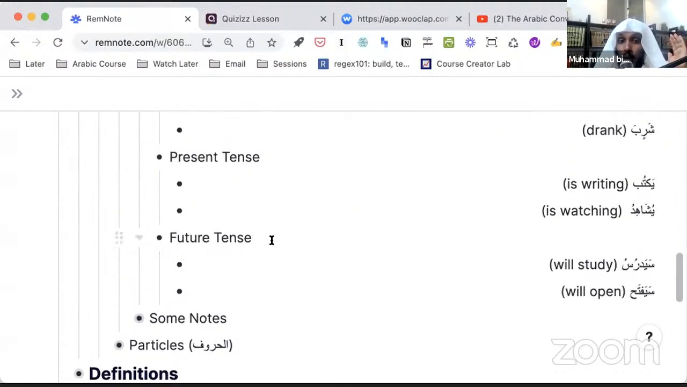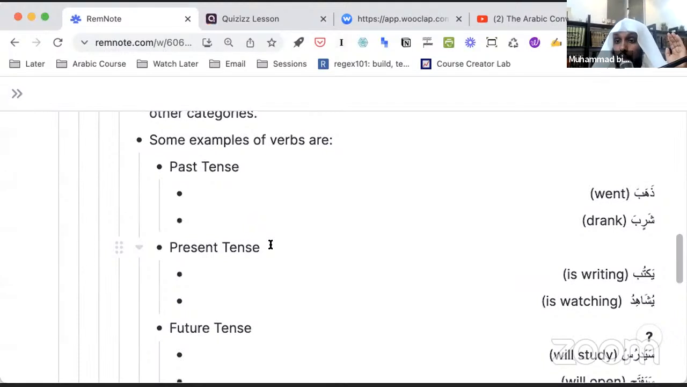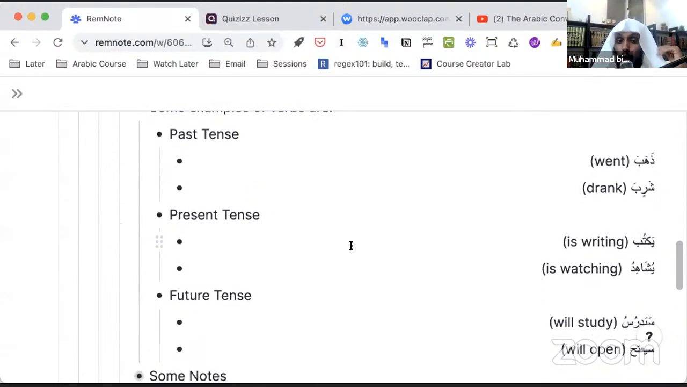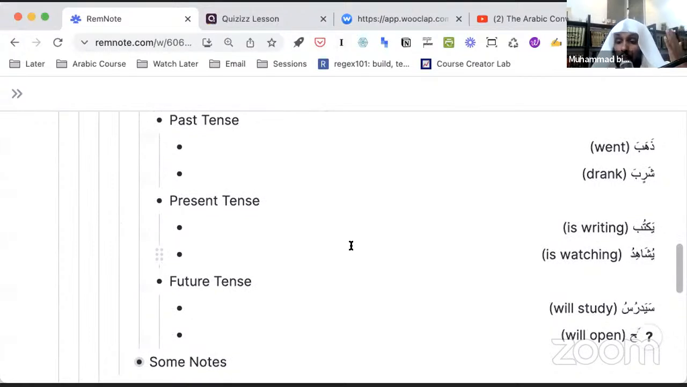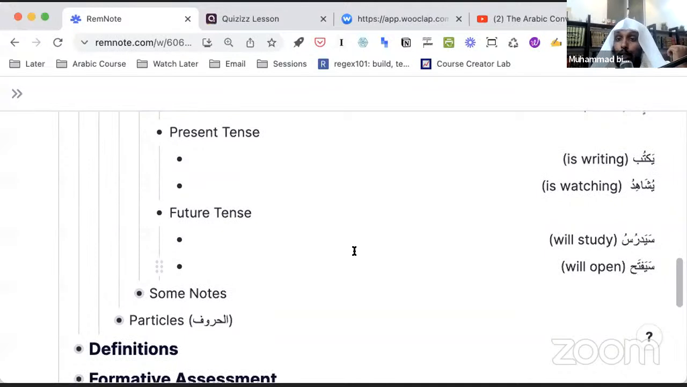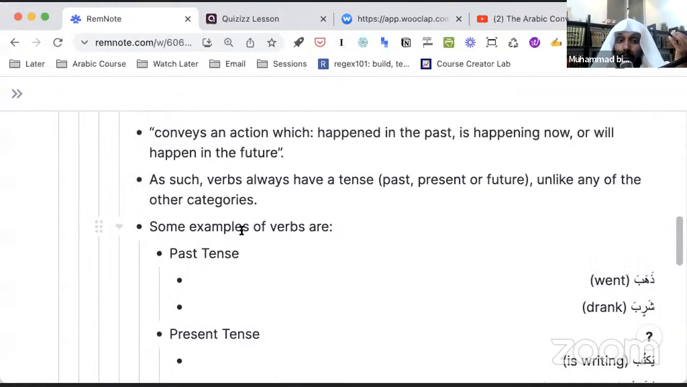Some examples we have for past tense: dhahaba, went. Shariba, drank. For present tense, we have yaktubu, is writing. Yushahidu, is watching. For future tense, we have sayadrusu, will study, or sayaftahu, will open. Okay?